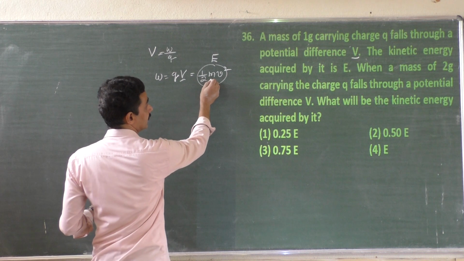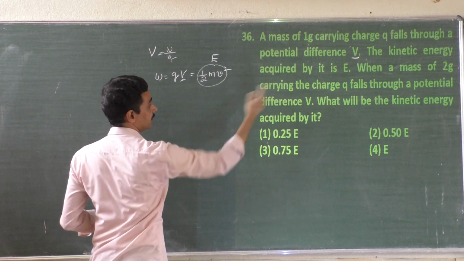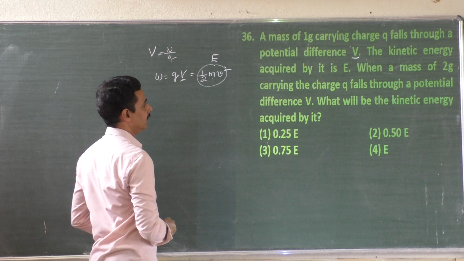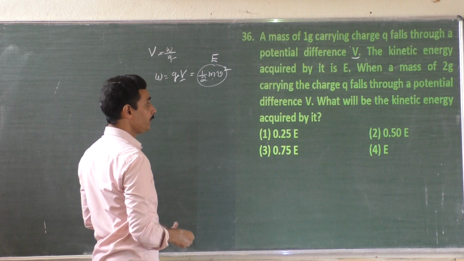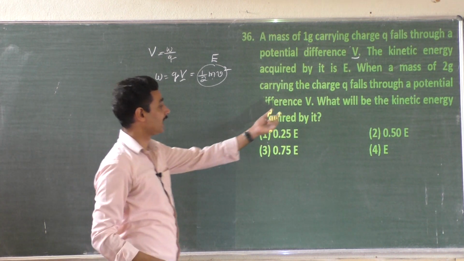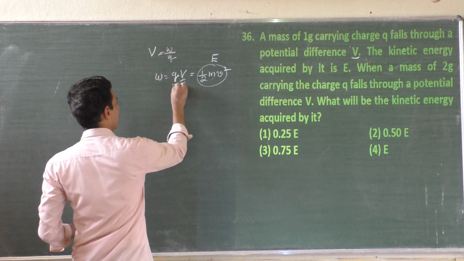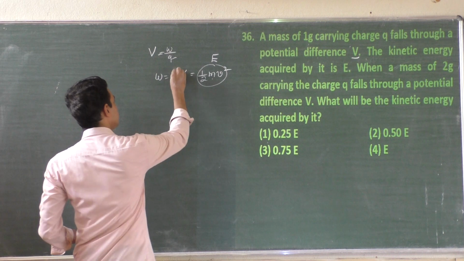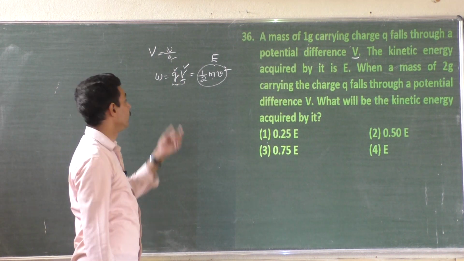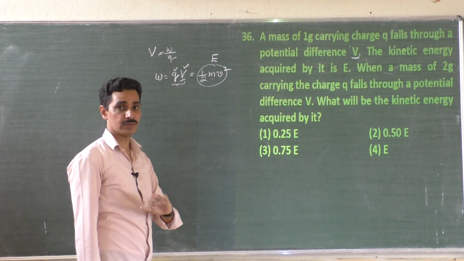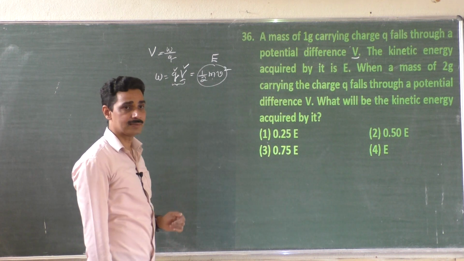Is it doubled? Yes, 1 gram is doubled to 2 grams. The mass is doubled and falls through the same potential, carrying the same charge, the same potential difference. If you look at the left part of the equation, same Q, same V. Will the potential energy work done change? No. But sir, mass is changed.